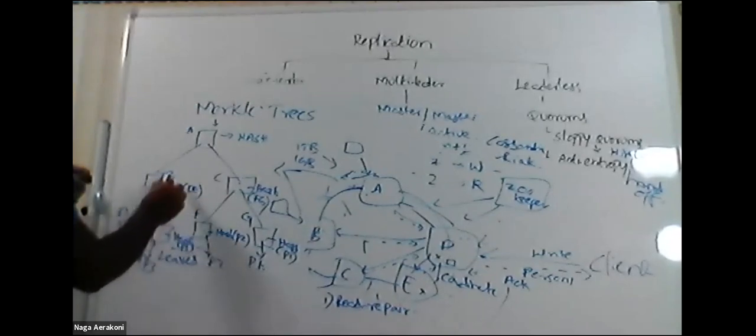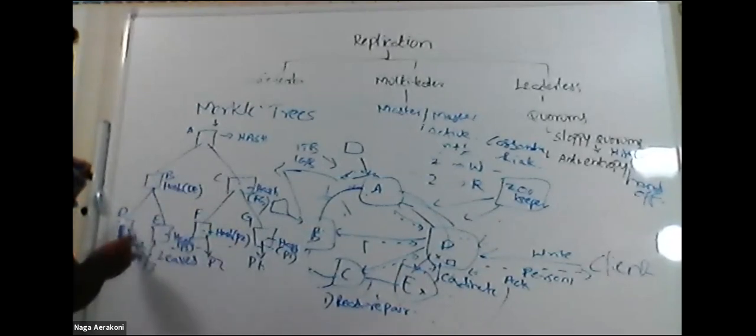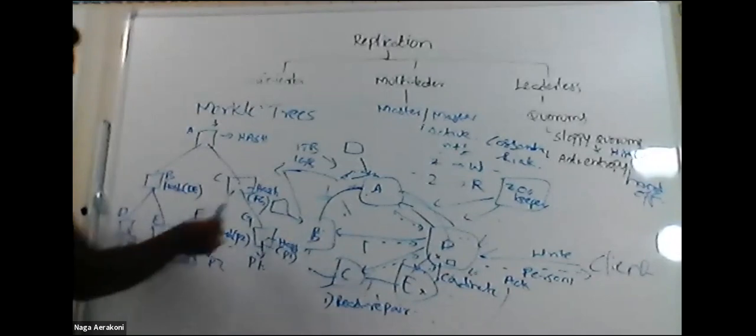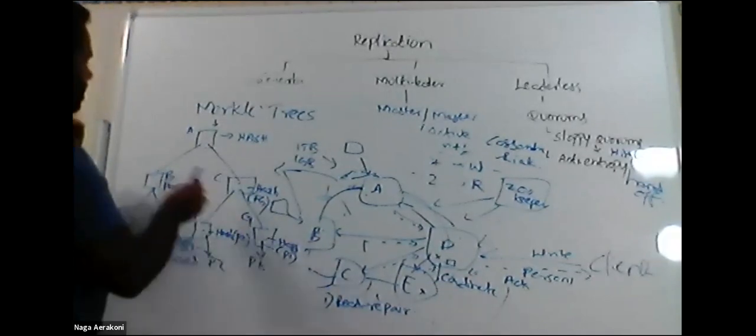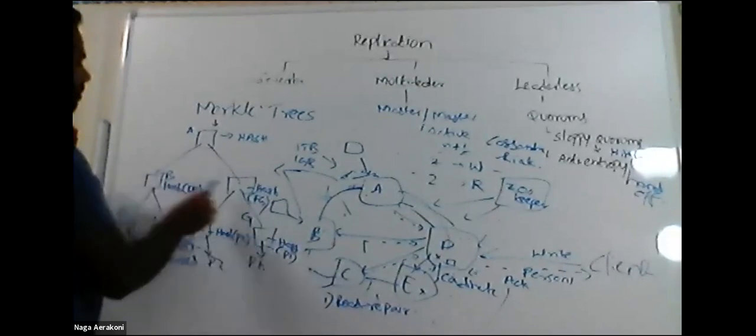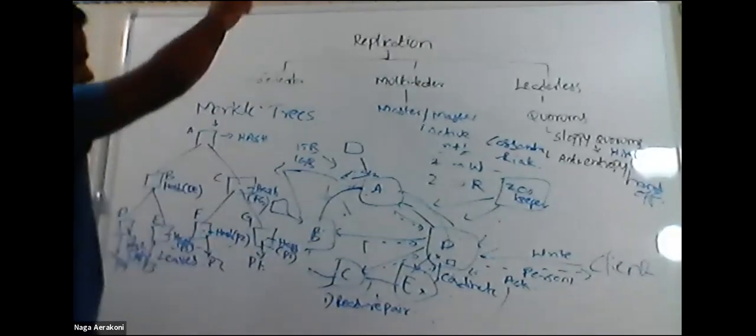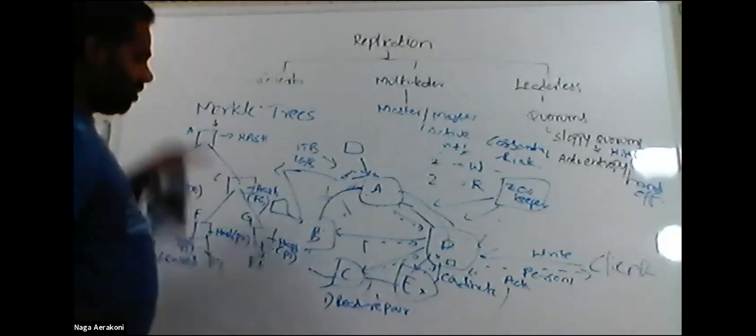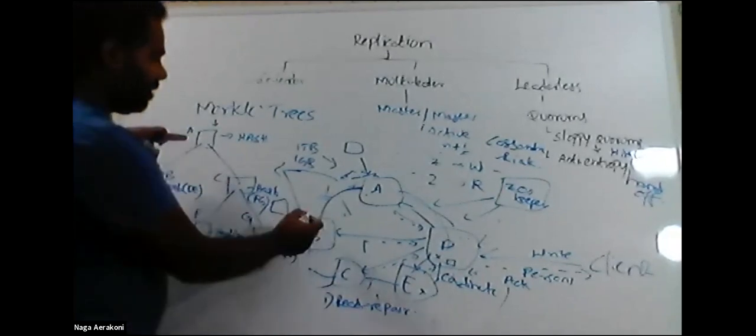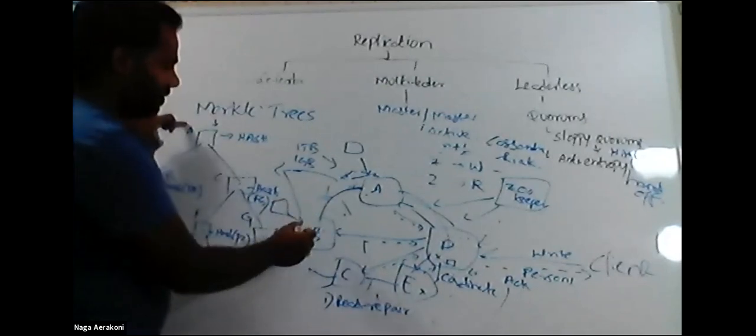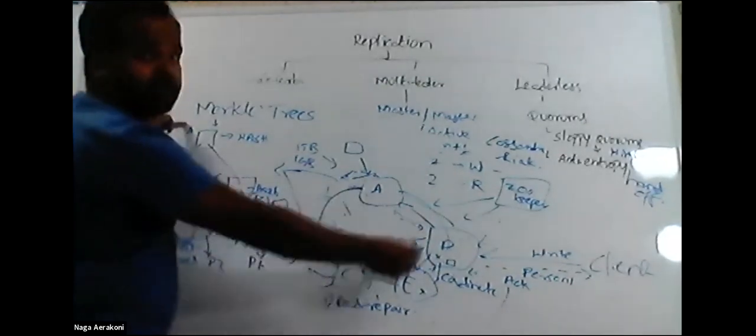So B's hash will be constructed using its child hashes. C's hash will be constructed using F and G's hashes. A will be constructed only using B and C's. So this goes further up the chain. In this case, there will be a Merkle tree built for each node here in your quorum.